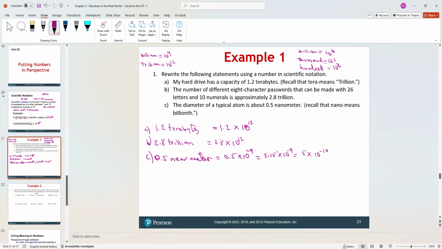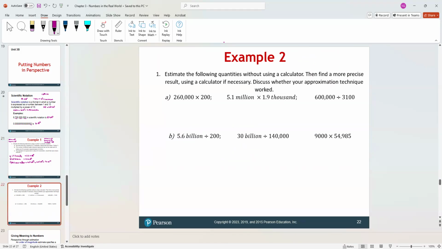So it's better to have your first number from 1 to 9: 1 point something, 2 point something, or exactly 2 or exactly 1, 9 point something, but not 10 or 0 point something. So we start using it that way. Again, they can ask you to do any types of extra examples here.